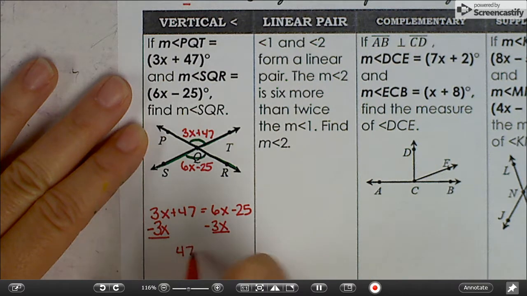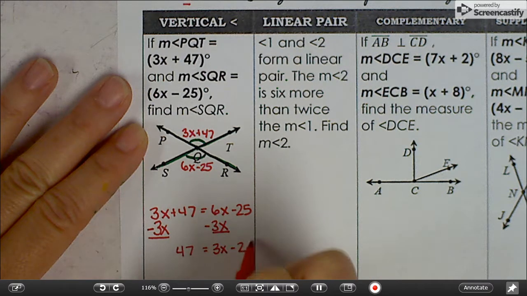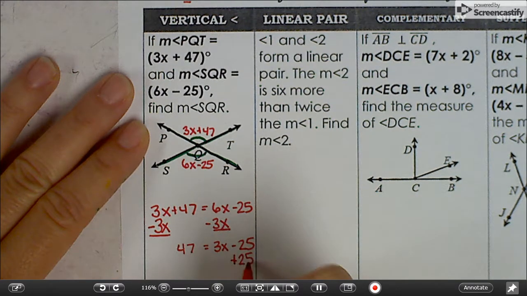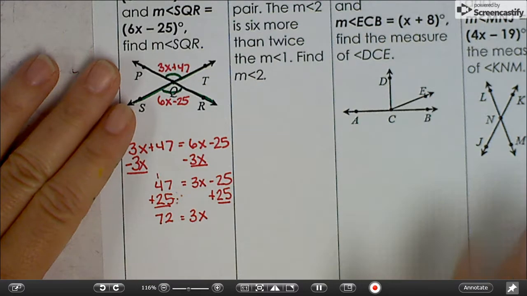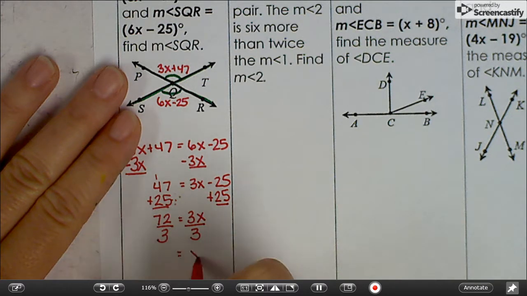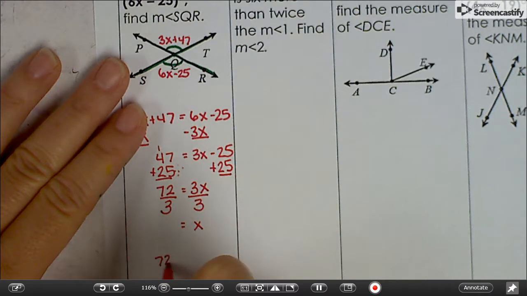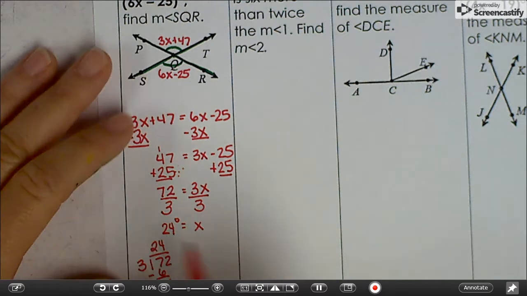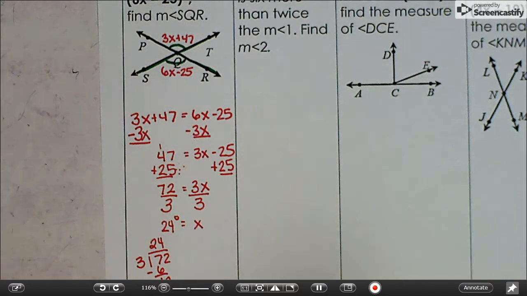So we have 47 equals 3x minus 25. 6x minus 3x is 3x. Add 25 to both sides so we can get the x alone. So 72 equals 3x, and then we would divide by 3. I do my scratch work off to the side. So 24 is x. I'm not circling that though, because look at the problem.